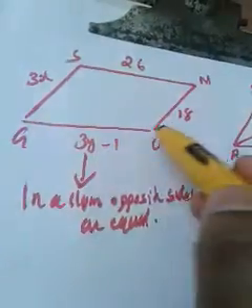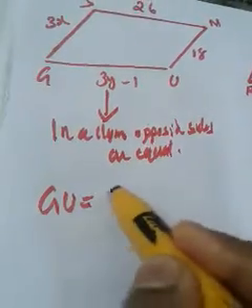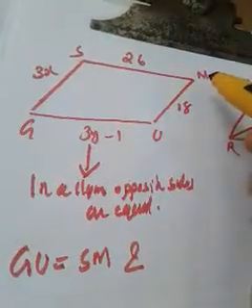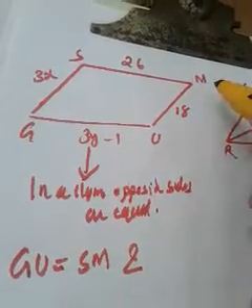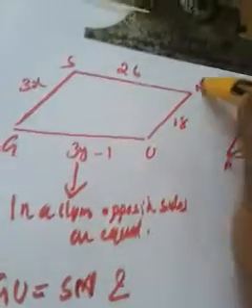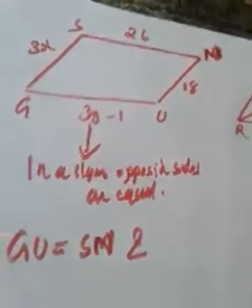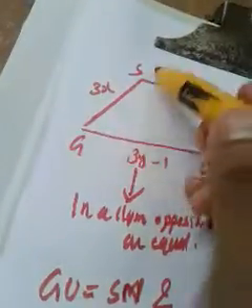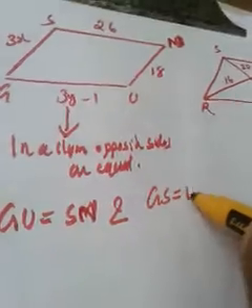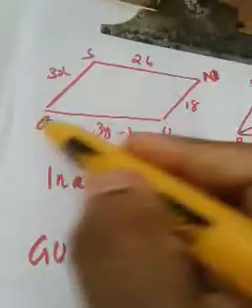That means GU should be equal to SM, isn't it? GU should be equal to SM and GS should be equal to UM. GS should be equal to, this is N, no? Okay, sorry, SN. And GS should be equal to UN. Any problem? Okay.